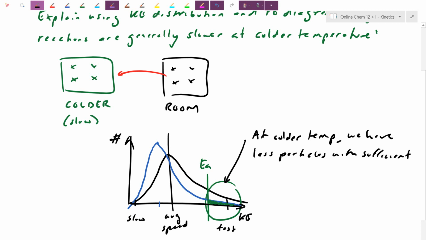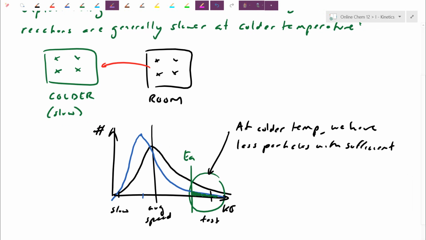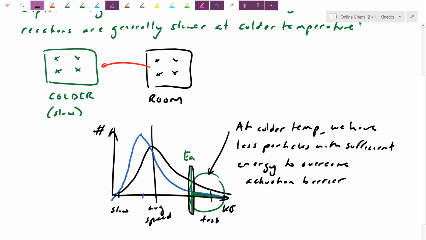Is it an energy argument? Is it a geometry argument here? With sufficient energy to overcome the activation barrier. Right? The activation barrier stays fixed. It's the same hill that you need to surmount, but now we have even fewer fast-moving particles to actually collide. They need to trade in enough of their kinetic energy to become potential, but I don't have a lot of them that can end up doing that.